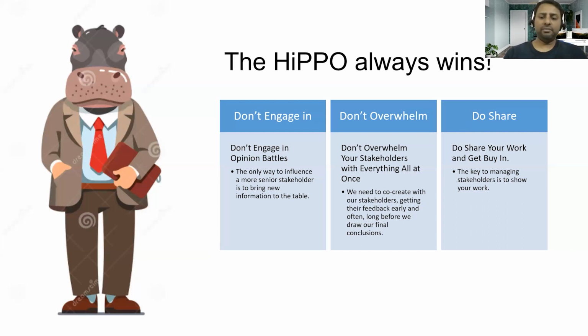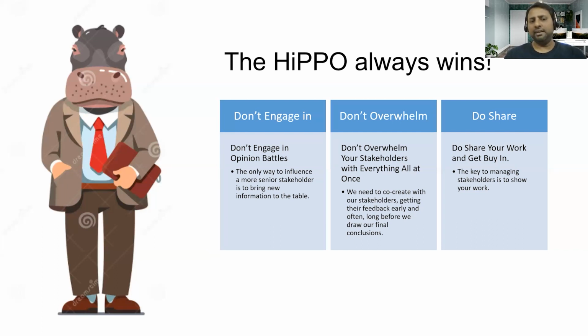I'm interacting with my boss, and how can I start winning that game? How can I make sure that my voice also gets heard? I think you have to bring some insights to the table, otherwise the HiPPO will always win. So there are a couple of things, and I just wanted to make sure that you understand this very well.